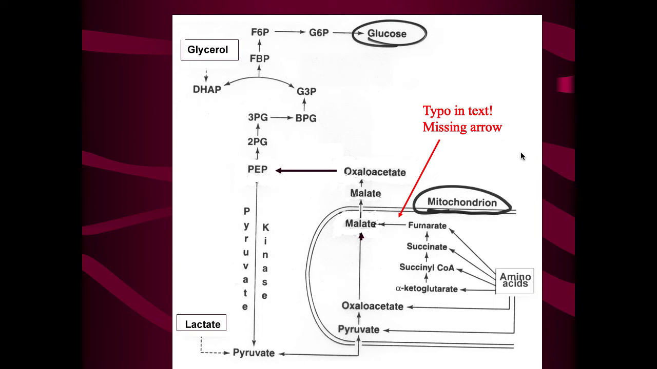So again, gluconeogenesis is always occurring, but guess which hormone elevates it? Glucagon. Glucagon increases gluconeogenesis. What does insulin do? Decreases gluconeogenesis.